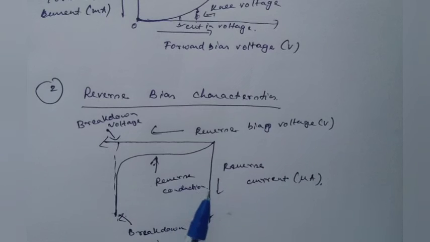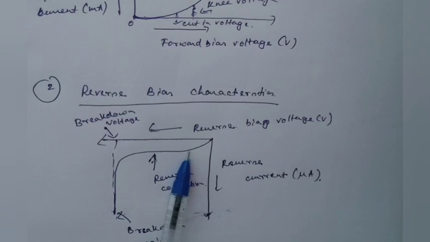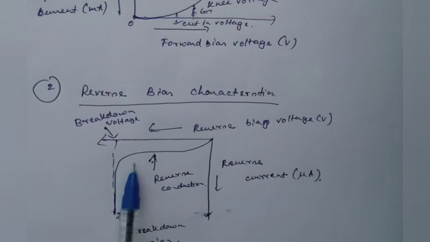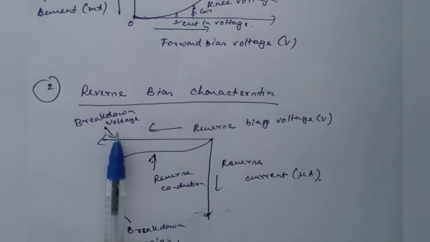It is due to the minority carriers, a few holes in the N region and a few electrons in the P region, across the junction. Now, when the reverse voltage across the PN junction reaches a certain value, the reverse current suddenly increases to a large value. This voltage at which the breakdown occurs is called the Zener breakdown voltage or peak inverse voltage of the diode. So this is the reverse bias characteristic.